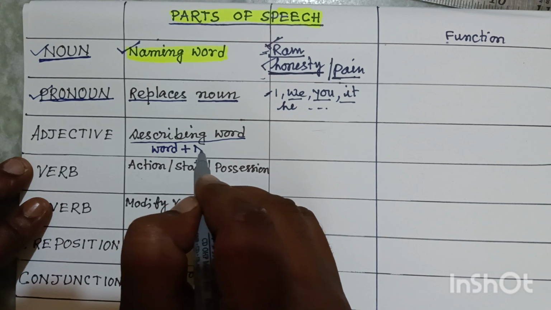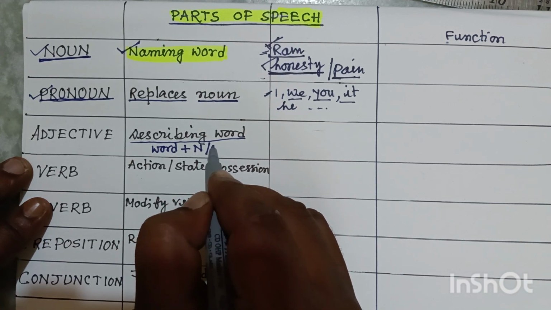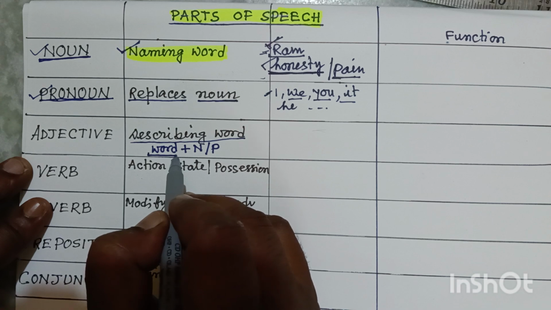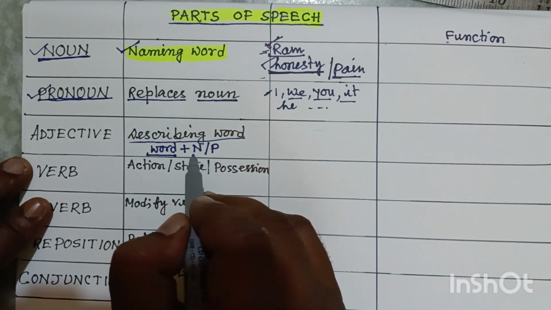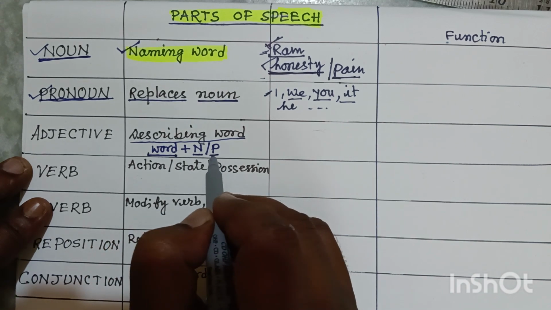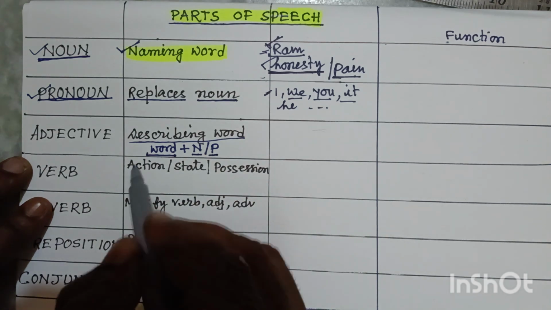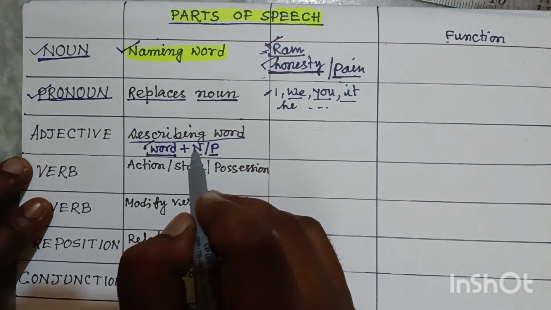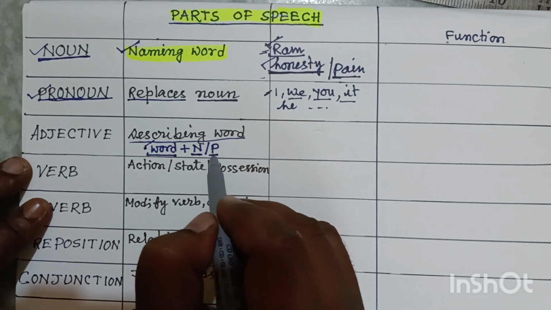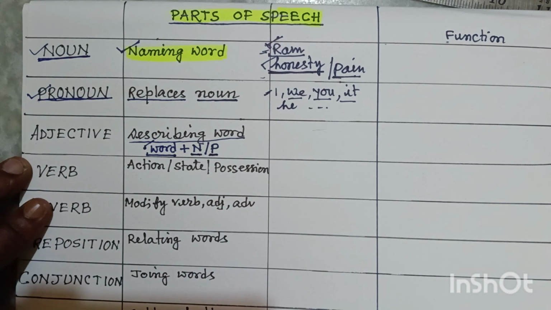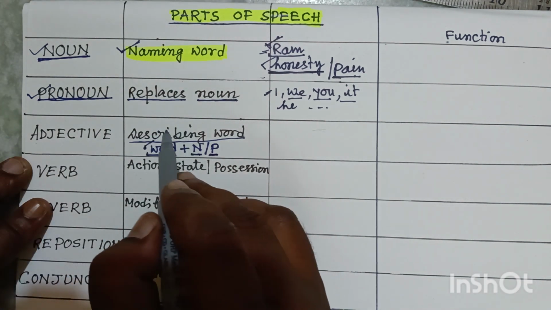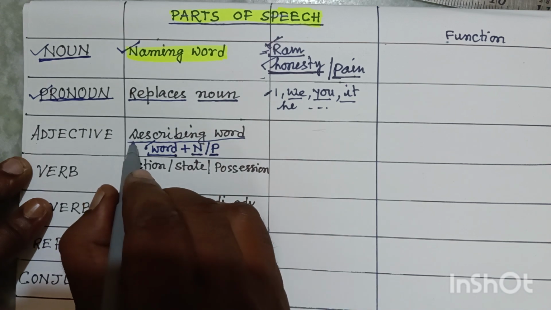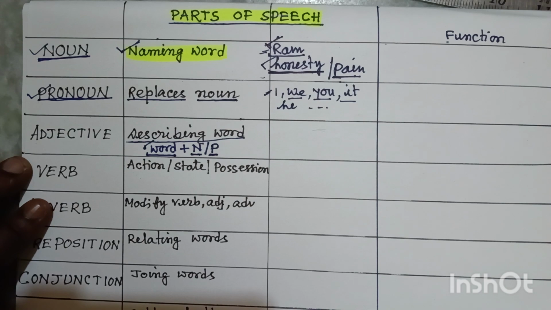Describing words means a word that describes a noun or pronoun. That means any kind of word, if it gives some extra information about a noun or pronoun, that is called an adjective. As it describes the noun or pronoun, that is why it is called a describing word.